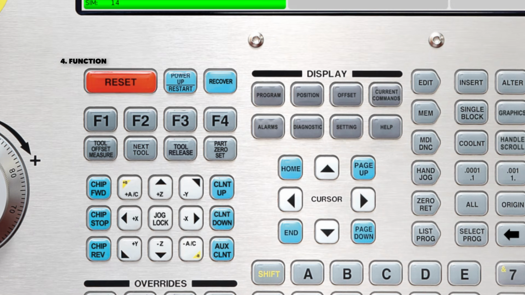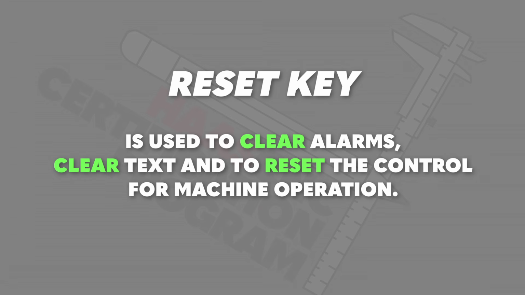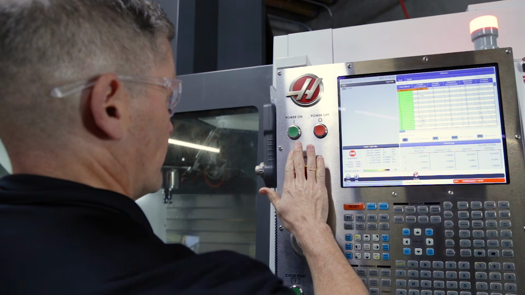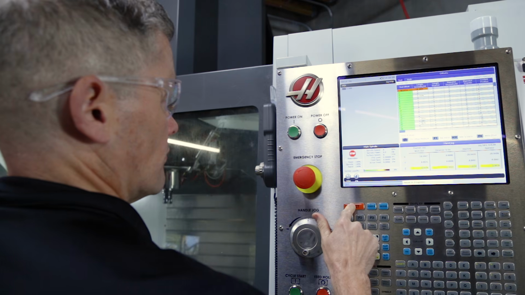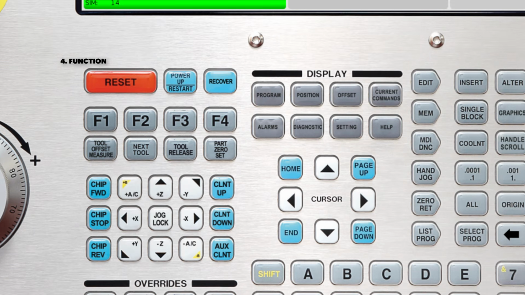This here is the reset key. It's super important. You use it to clear alarms, clear text, and reset the control for machine operation. Anytime you press the emergency stop button, you'll need to press the reset button to exit the e-stop state and reset the machine. Next up is the power up key.